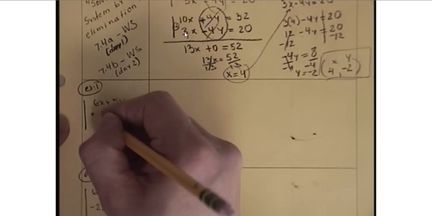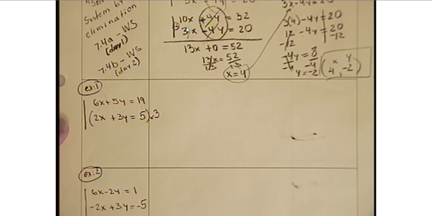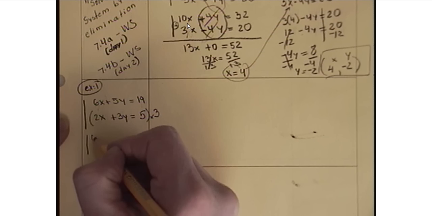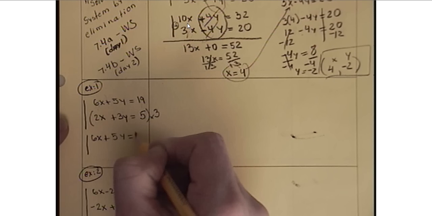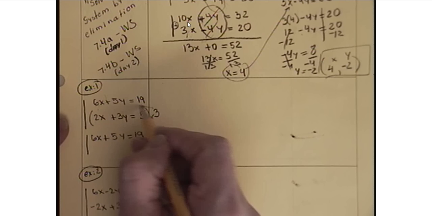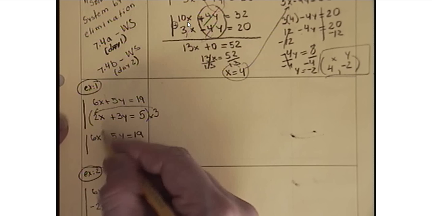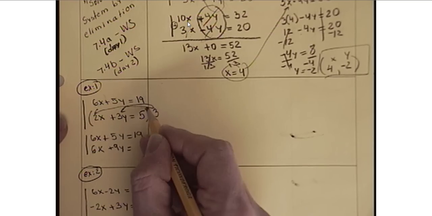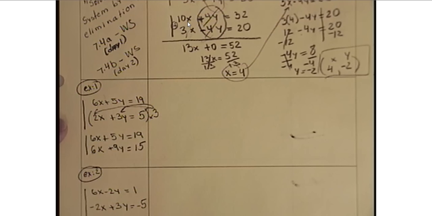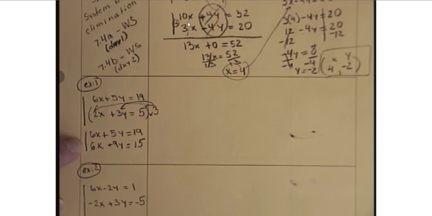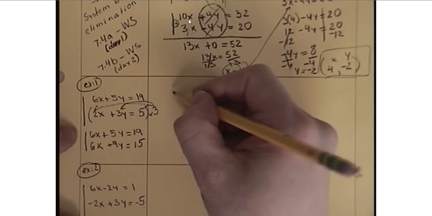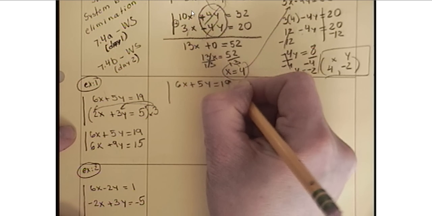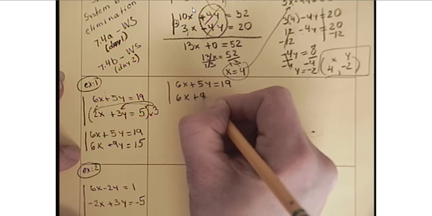Let's do that. So I'm saying I need to multiply this by 3. And we'll apply the distributive property. So I will rewrite the equation. 6x plus 5y equals 19 on the top. In the bottom one, distribute: 3 times 2 will give me 6x. 3 times 3y will be plus 9y. And 5 times 3 will be equal to 15. So this is the system we want to use to eliminate some stuff. So I'm going to just recopy 6x plus 5y equals 19 and 6x plus 9y equals 15.